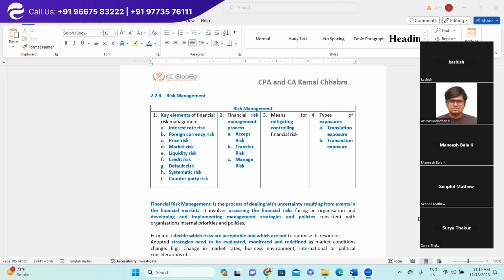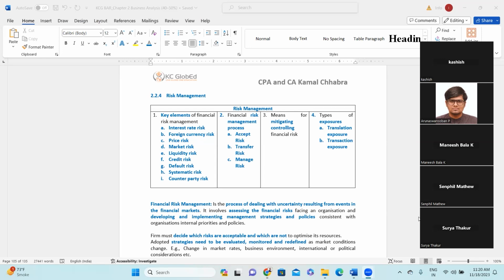The risks which are material to the financial statement are further subdivided into two categories. First category, out of those material risks, which risks you can pass on to a third party, right? That is the transfer of risk. And for the remaining risks, how you are planning to manage them. For that, you make a risk control matrix, right? In that risk control matrix, you identify what risks are there and what controls you are putting in place to mitigate those risks, right?